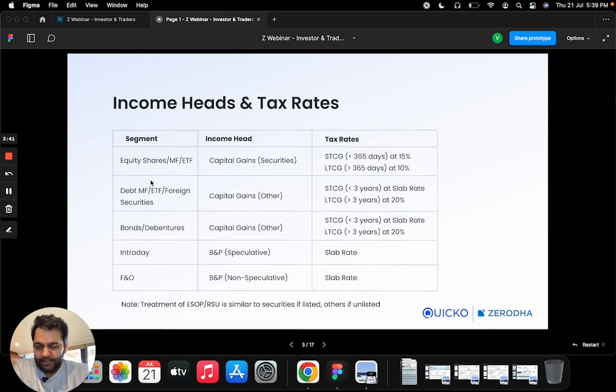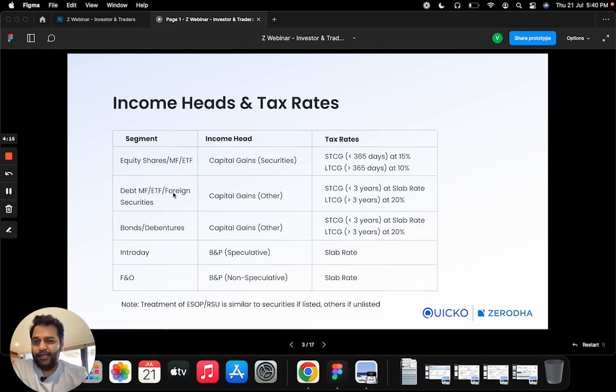Now, how are they taxed? So if you hold them for less than 365 days, that means the duration between the date of purchase and date of sale is less than 365 days, then it's considered short term and they are taxed at 15%. However, if you hold them for more than 365 days, they are considered long term and they are taxed at 10%. There is also an exemption up to 1 lakh rupees under section 112A, right? What does that mean? That means if your capital gains are not more than 1 lakh rupees in a given financial year, then they are completely tax exempt.